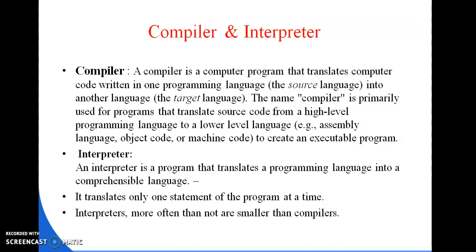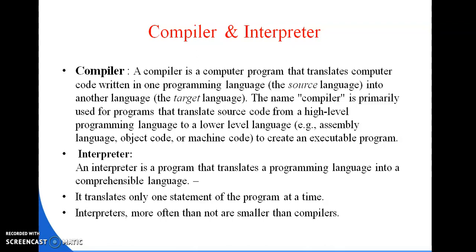Next, what are the differences between the compiler and interpreter? The compiler scans the whole program in one go, but the interpreter translates the program one statement at a time. As the compiler scans the code in one go, the errors are shown at the end together. But the interpreter interprets line by line, so it is easy to detect the error.